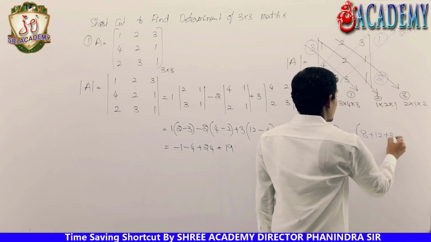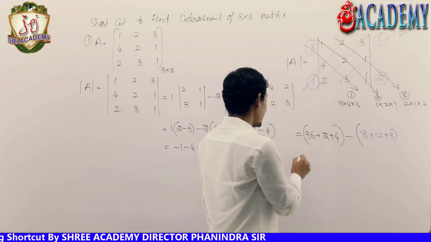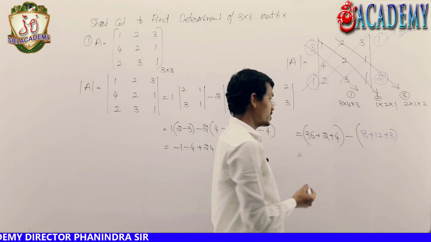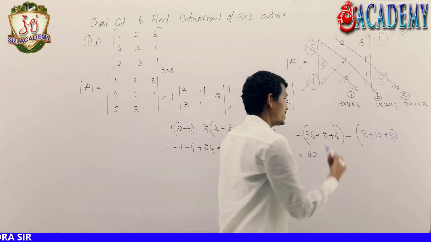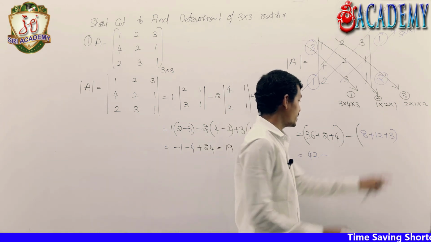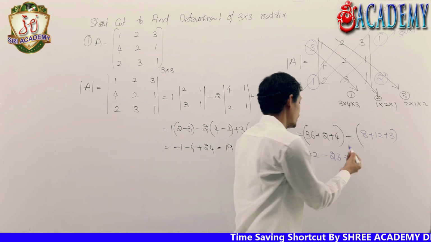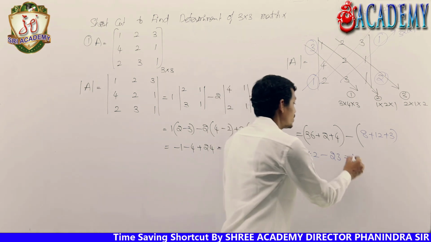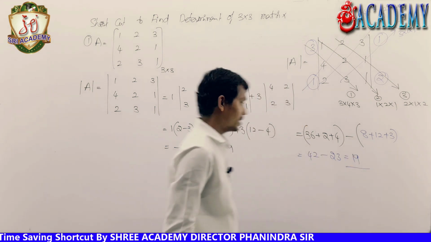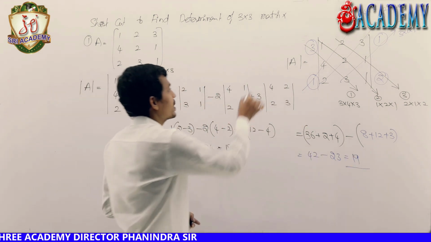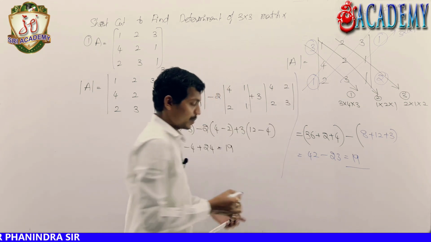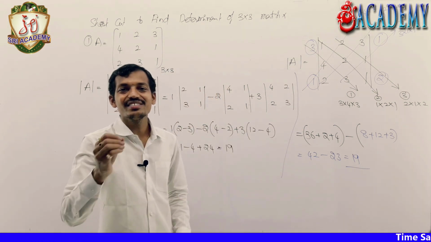Here I am writing the resultant: 40 plus 2 is 42, minus 20 plus 3 is 23. The answer is going to be 19. Same answer. To explain it took some time, but to write it is very easy.